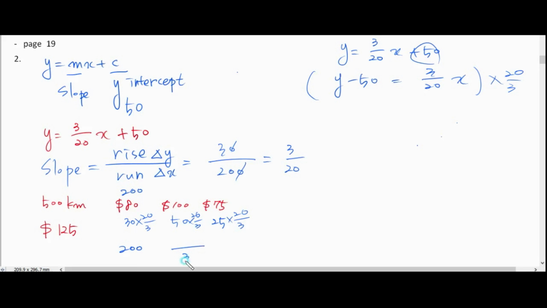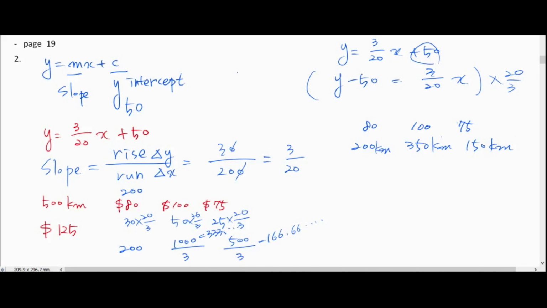And right here, it will be 1000 over 3. Right here, it will be 500 over 3. To do 1000 divided by 3, it will be 333.333 and just go on. And to do 500 over 3, it will be 166.6666, and this will also go on. And right here, remember what was the first answer? So we guessed 200 kilometers for 80, 350 kilometers for 100, and 150 kilometers for 75.